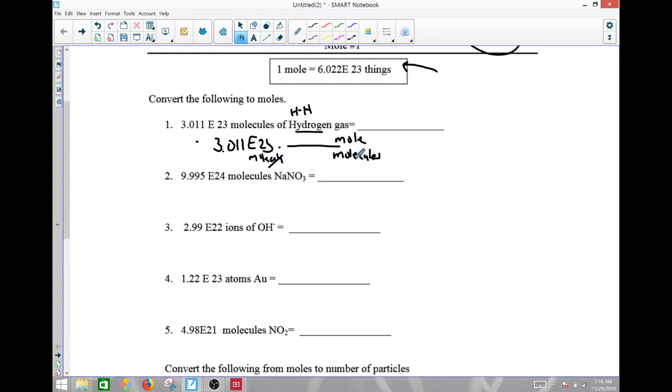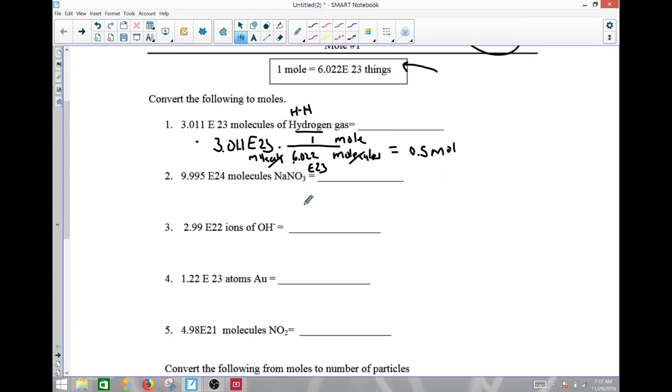Now you notice, following all our factor label stuff here, this is molecules. This will cancel. I've got to put my equivalency in. 1 mole is equivalent to 6.022 e to the 23rd. When I divide this number by this number, which is conveniently 0.5, and then I subtract my exponents to 0, e to the 0 power. So this is just 0.5 moles. It's a half a mole.